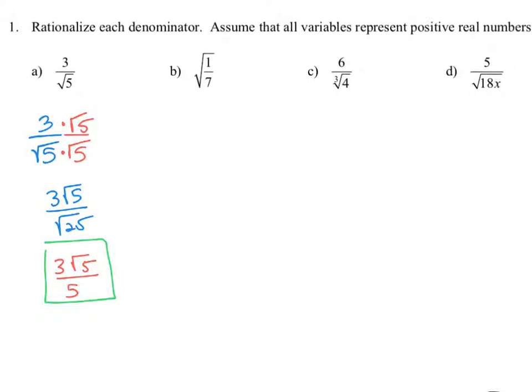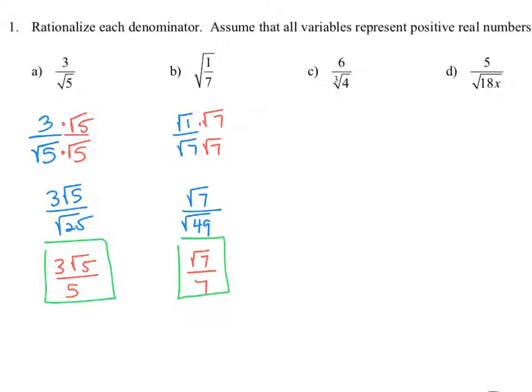Let's look at example B. We have the square root of 1 over 7. Well, that's the same thing as the square root of 1 over the square root of 7. And since the denominator has a square root of 7, we can multiply the numerator and the denominator by the square root of 7 so that we end up with the square root of 1 times the square root of 7, which is the square root of 7 in the numerator. And the square root of 7 times the square root of 7 is the square root of 49 in the denominator. We can then simplify this so that our numerator is the square root of 7 and the denominator is 7. So that is our final answer where our denominator is rationalized.